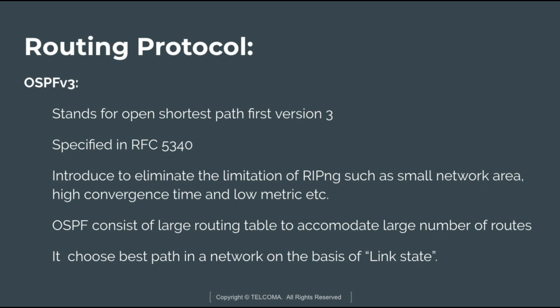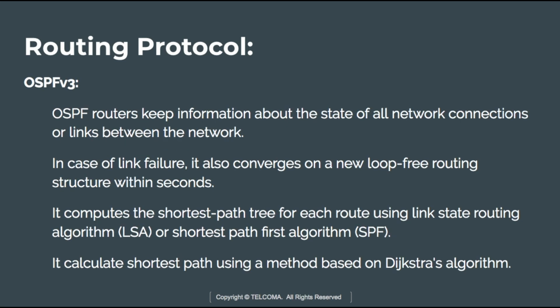OSPF consists of a large routing table to accommodate a large number of routers, and it chooses the best path in a network on the basis of link state. The OSPF router keeps information about the state of all network connections or links in the network. In case of link failure, it converges on a new loop-free routing structure within seconds. It computes the shortest path tree for each route using the link state routing algorithm, or shortest path first algorithm, calculating the shortest path using a method based upon the Dijkstra algorithm.